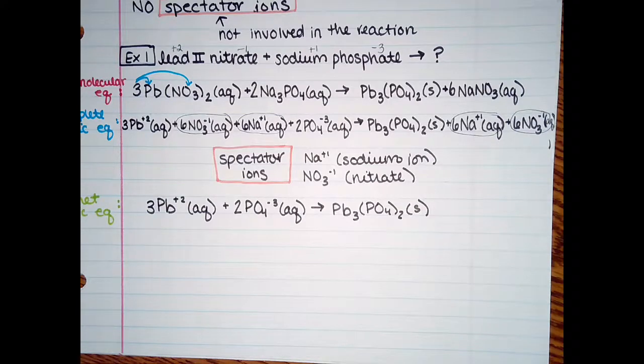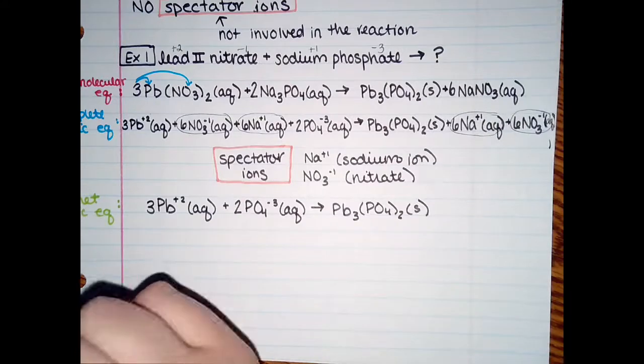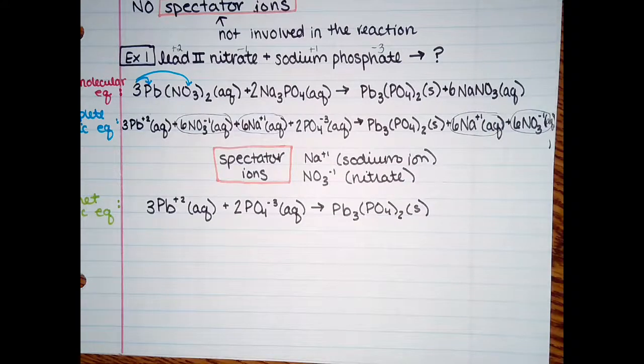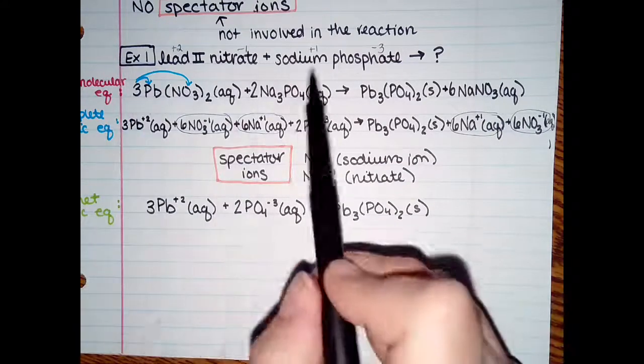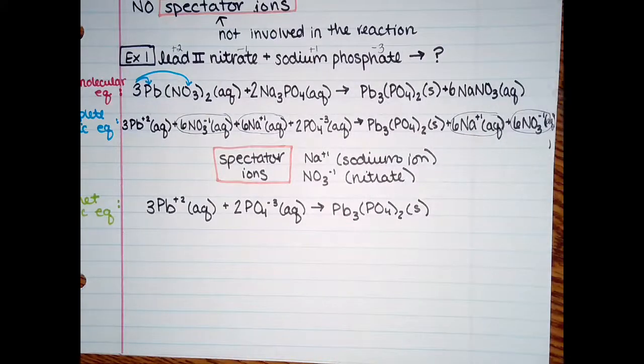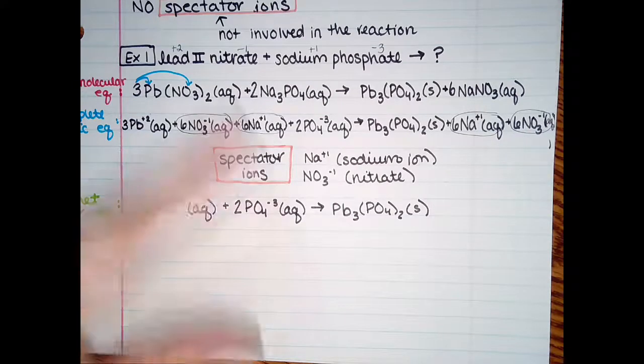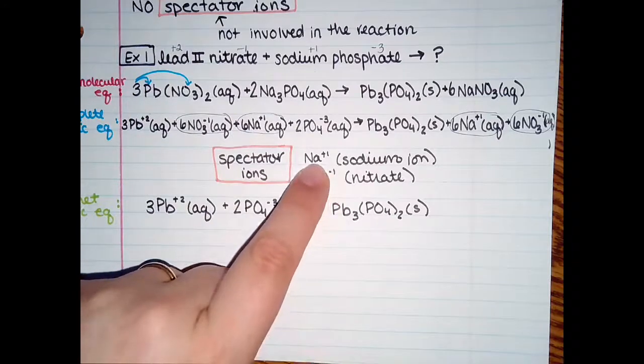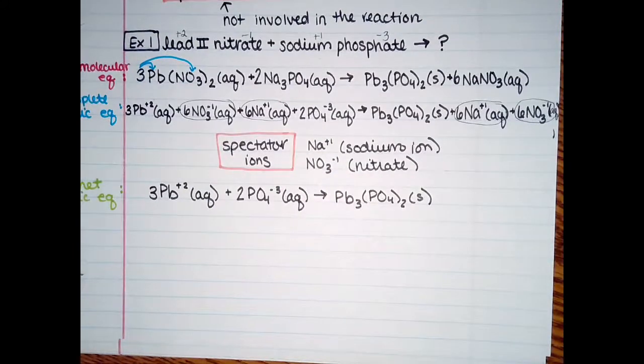Now, why would we do this? Why go through all the work? Let's say there's a lab I want you guys to do, and it calls for lead 2 nitrate and sodium phosphate, right? So I look in the back. We have no sodium phosphate. I really want to do this reaction, though. I can do this and go, oh, sodium's only a spectator? Sodium's not involved in the reaction? Okay, well, what can I substitute in its place?